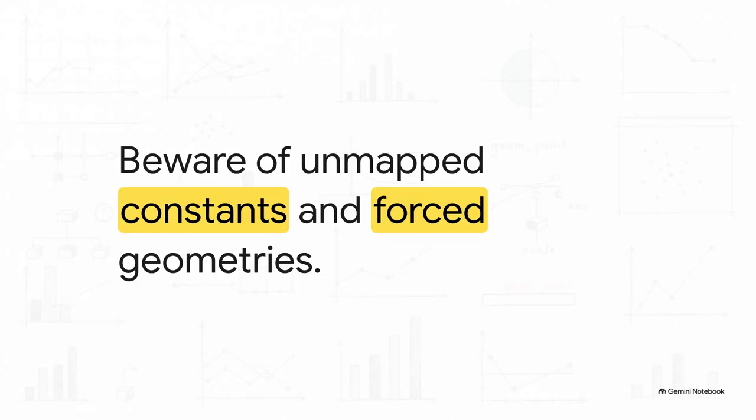So, moving forward, keep your focus incredibly tight on what actually varies versus what is just a constant. Watch out for unmapped constants disguised as variables and geometries forced onto incompatible data types. When you face your next massive dataset, ask yourself, are you truly mapping the dynamic variation of your system, or are you just painting rigid constants onto a canvas?